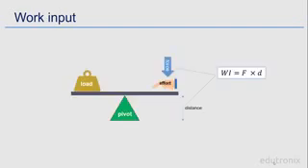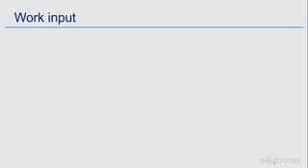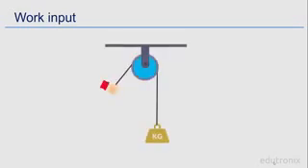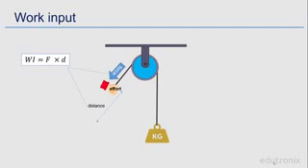Let's take a look at another example. This time, we will consider a one-wheel pulley system. The effort is applied by gripping the rope and pulling it with a force. When this happens, a distance will be traveled because of the pull on the rope. We multiply the force of the pull by the distance traveled by the pull. We obtain the work input.